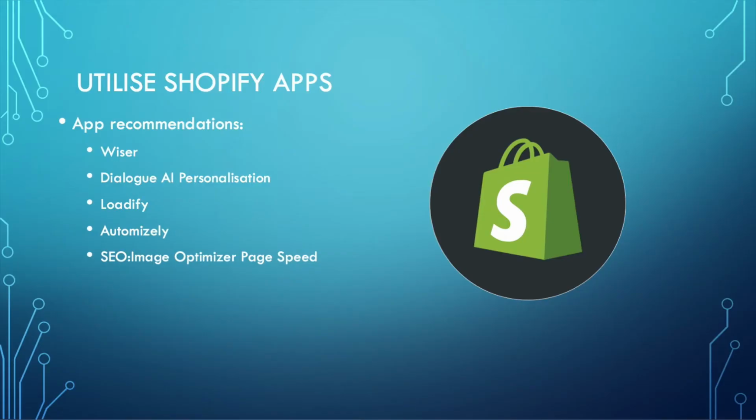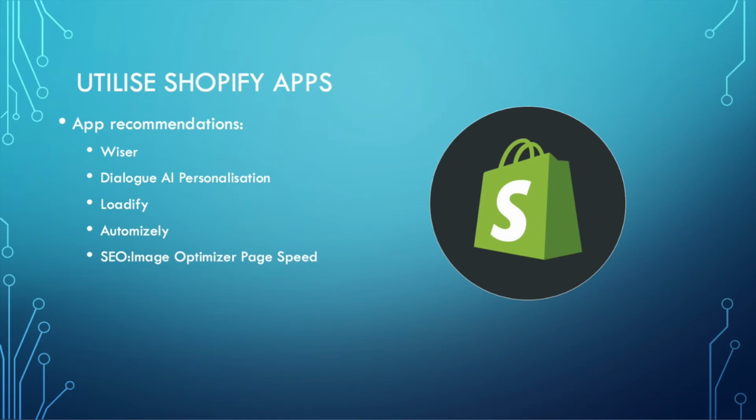Another way you can utilize Shopify is to maximize the use of the apps that you integrate. Here's a quick run through of some useful apps that you can utilize. The first one is Wiser, which essentially just upsells recommendations. It recommends products that a customer may like. This may encourage them to purchase something else they wouldn't have purchased otherwise.